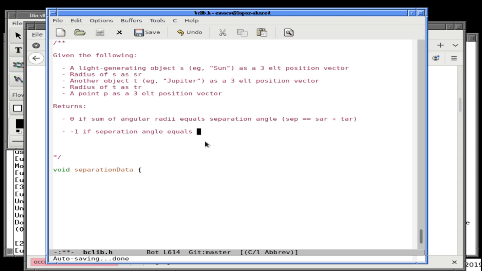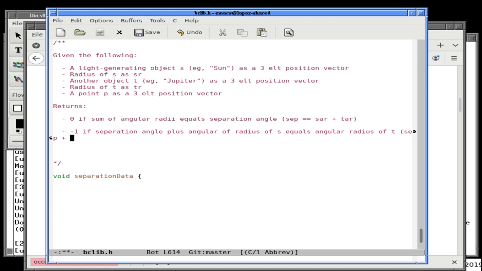Separation angle plus angular radius of S equals angular radius of T, and I'm pretty sure that's correct, but I want to double check that real quick. And that would be in our sort of silly notation, sep plus... so we will kind of figure that out. And I guess that would be actually tar minus sar now that I think about it.